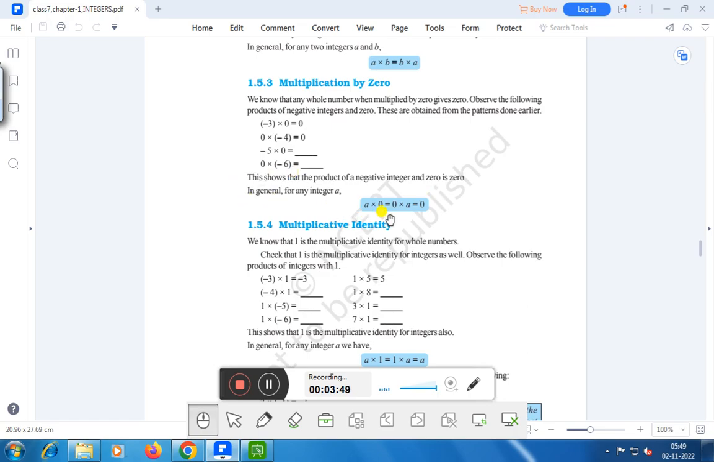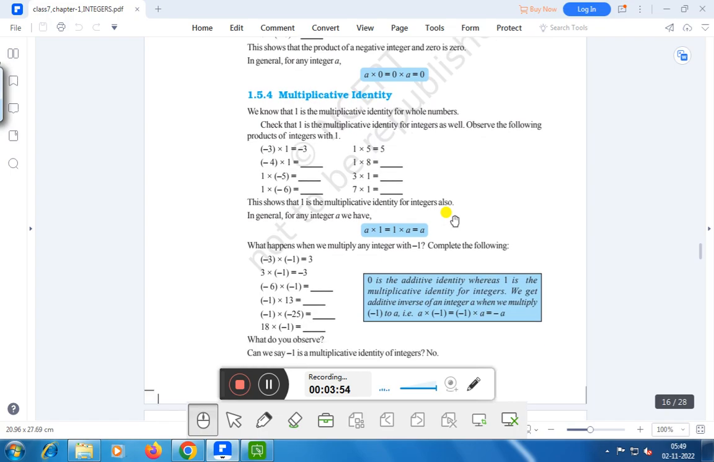In general, for any integer a, a into 0 is equal to 0 into a is equal to 0. Multiplicative identity. We know that 1 is the multiplicative identity for whole numbers. Check that 1 is the multiplicative identity for integers as well. Observe the following products of integers with 1.